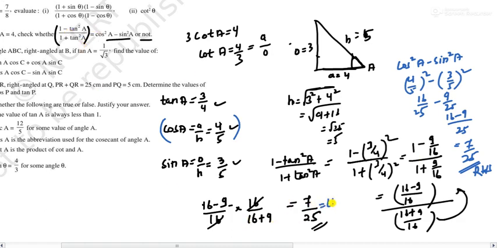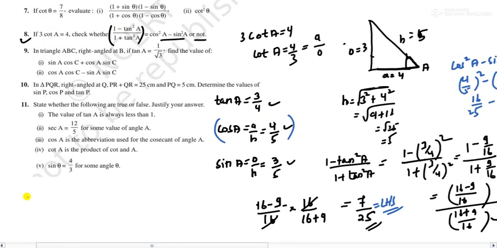Okay, this was it. So I hope you have understood this question. Yes, like it quickly. Moving to question number 10 now.